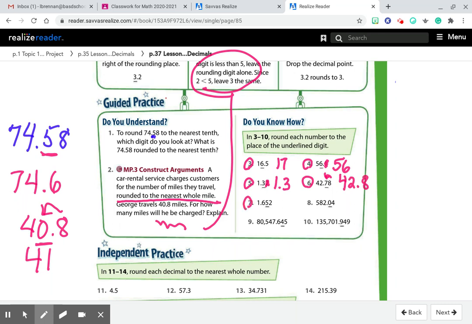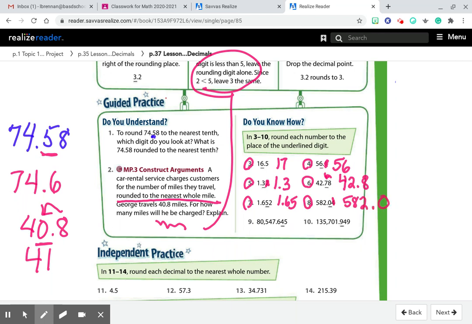This guy is rounding, the second value is the hundredths place, so we're rounding to the hundredths. The 2 is less than 5, so you're just going to drop it, so we have 1.65. Number 8, rounding again to the tenths place. The 4, the guy to the left of him, is less than 5, so we're just going to drop it. So 582.5.